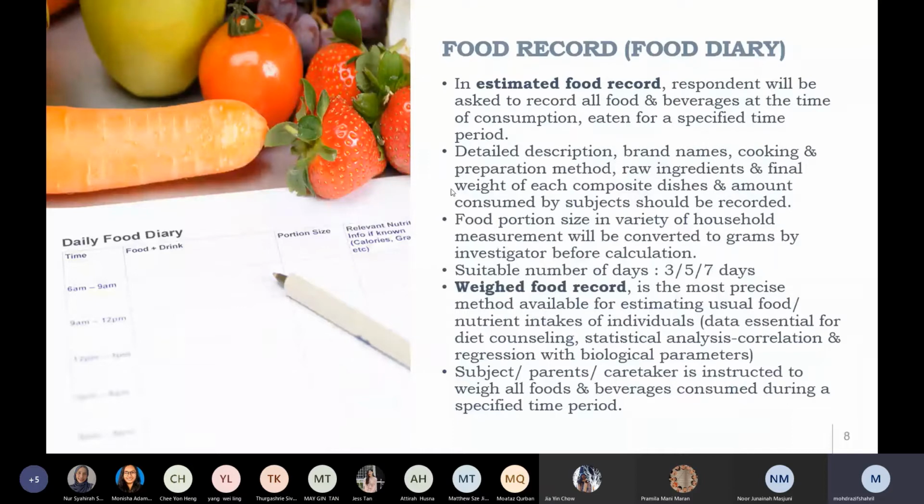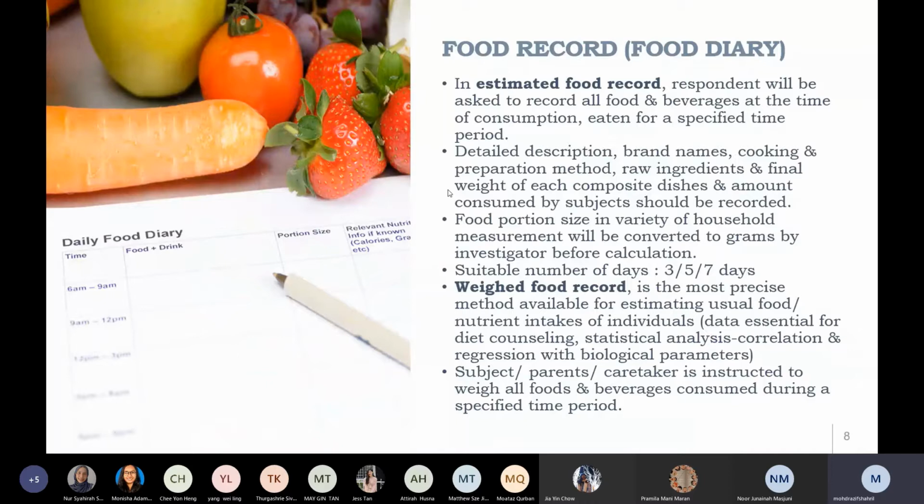Okay, so suitable days of record is normally 3 days, 5 days, or 7 days, because if it is longer, it will be very burdensome to the participant. So when we do weight food record, this is the most precise method available for estimating usual food or nutrient intakes of individuals. And this will be essential for dietary counseling, statistical analysis, correlation, and regression with biological parameters.